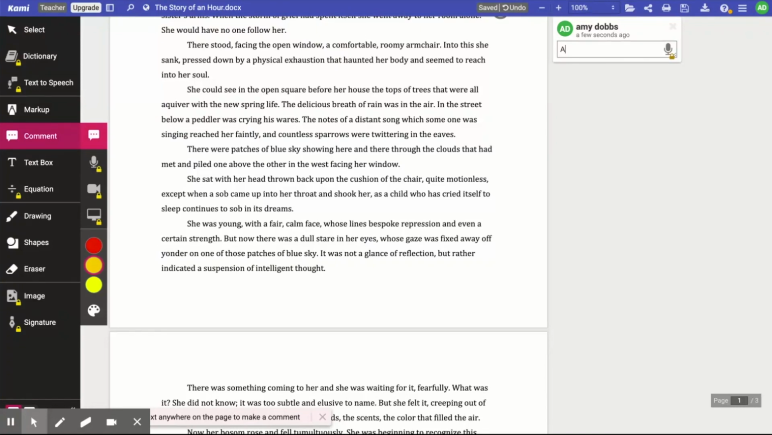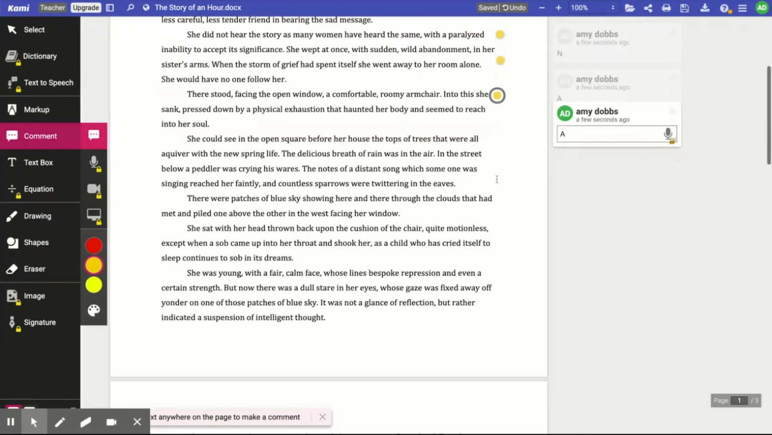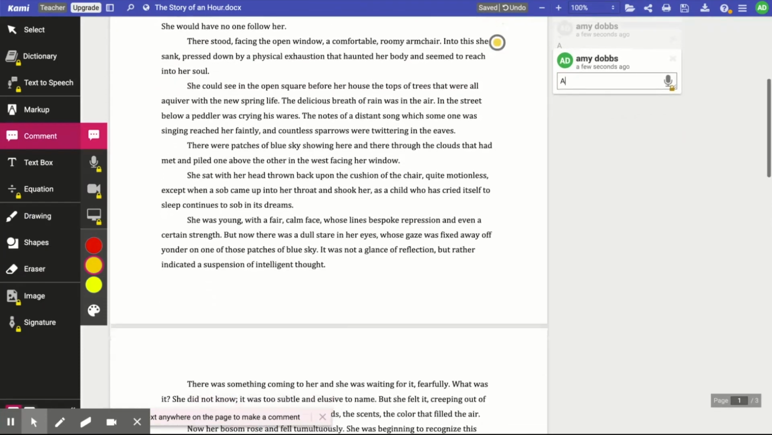There stood, facing the open window, a comfortable, roomy armchair. Into this she sank, pressed down by a physical exhaustion that haunted her body and seemed to reach into her soul. All right, so let's see. There isn't much to this one in terms of the LASTON. We can see that she sinks down into the chair. So that would be actions. As well as the next paragraph, they're both kind of descriptions of what she's looking at.